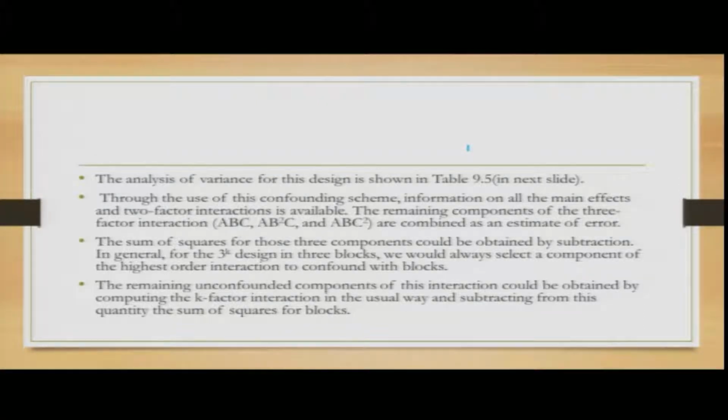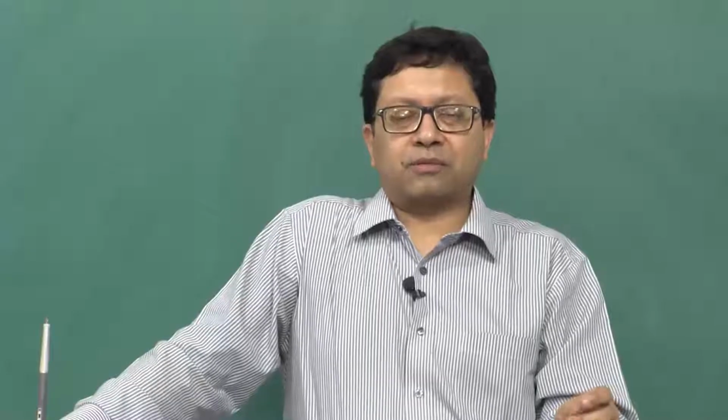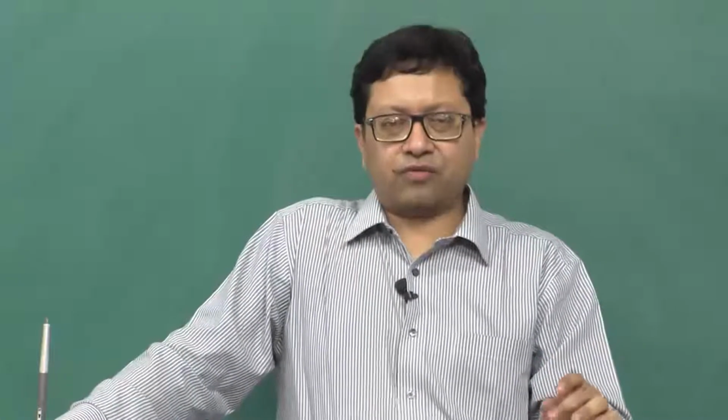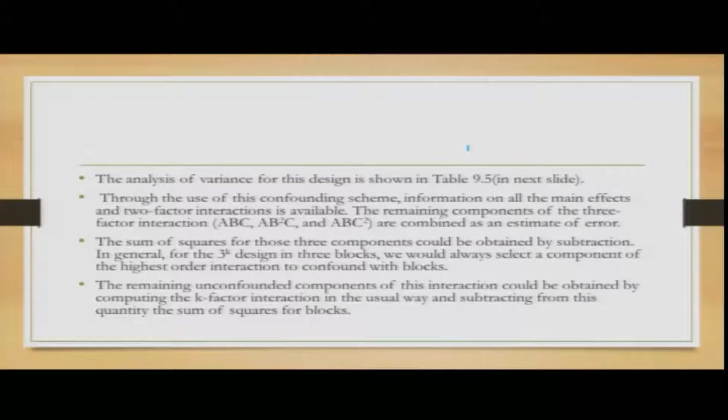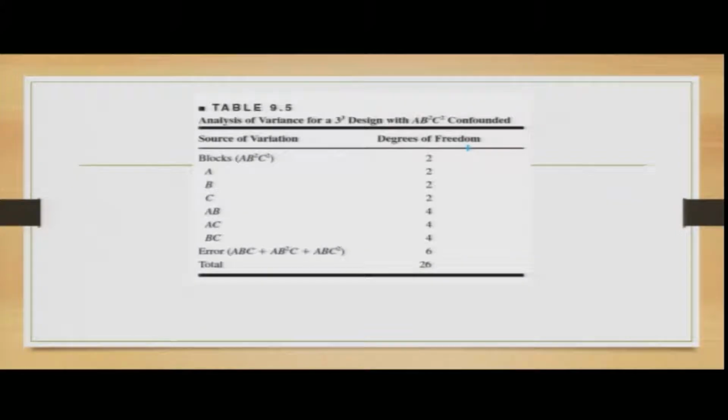So basically what you do is that the sum of the total errors should be the total sum of the squares including the errors. So obviously you want to minimize the errors. In general, for the 3^K design in 3 blocks, we would always select a component of the highest order interaction to confound it with blocks. The remaining unconfounded component of this interaction could be obtained by computing the K factor interaction in the usual way and subtracting from this the sum of the squares of blocks, and so on and so forth, and basically you do the combinations accordingly.